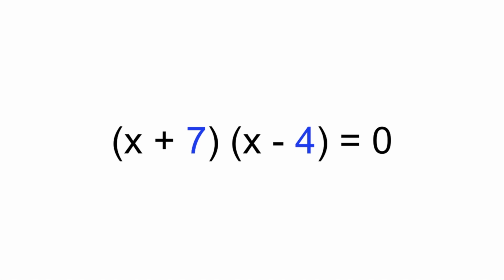So we're going to start with the x plus 7. Set x plus 7 to 0 and then solve that. It's x equals -7. And then we're going to do the other one. x minus 4 is 0, and then x equals 4.